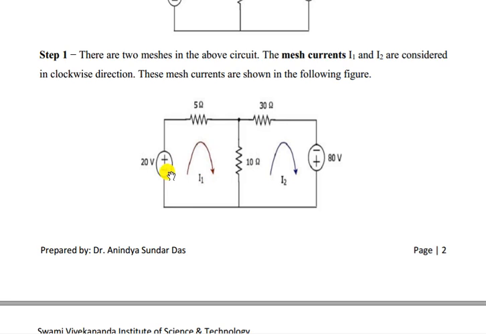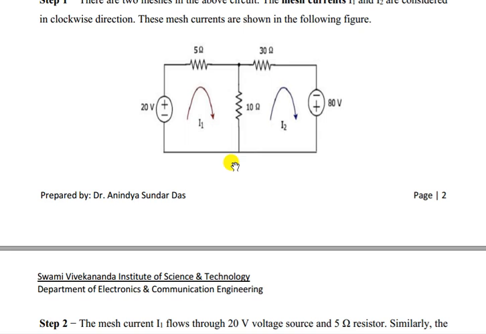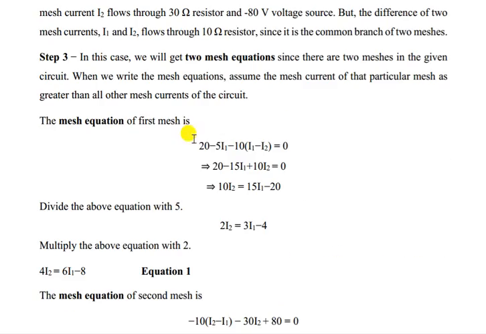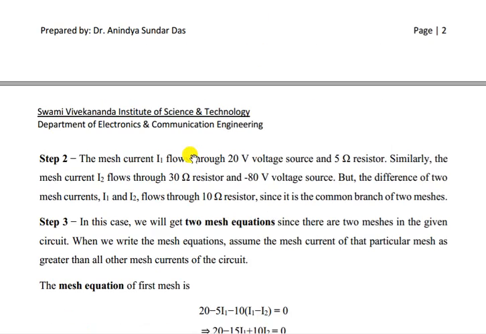We can consider it as plus 20 volt, or we can think that the current is entering first at the negative terminal, so we can consider minus 20. Then it encounters plus first, so plus 5 into I1, again plus 10 into I1 minus I2. You can do it that way also. But what we are doing here for this problem is taking the clockwise direction. It is going up, from minus to plus, so it is a voltage rise, so plus 20.